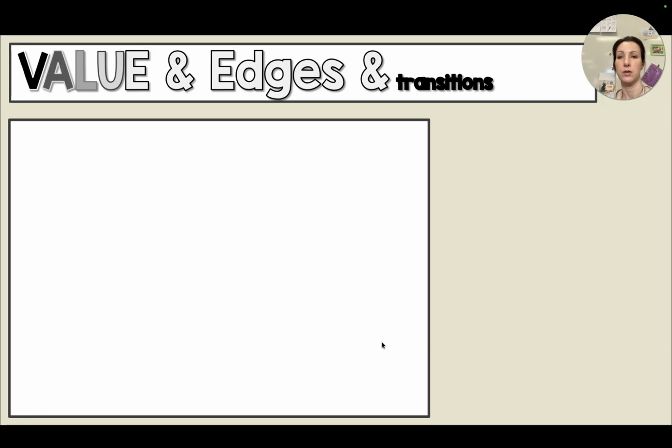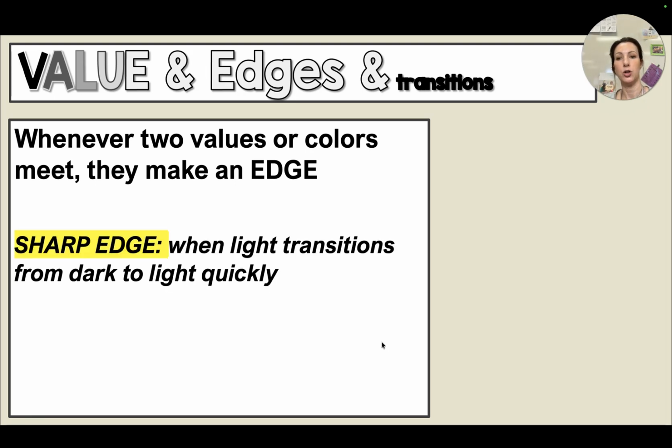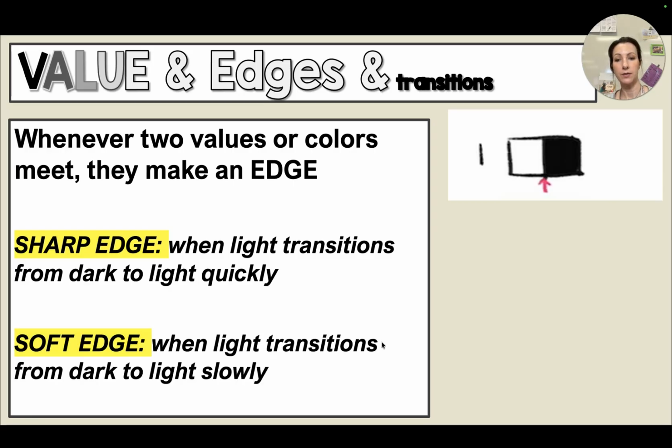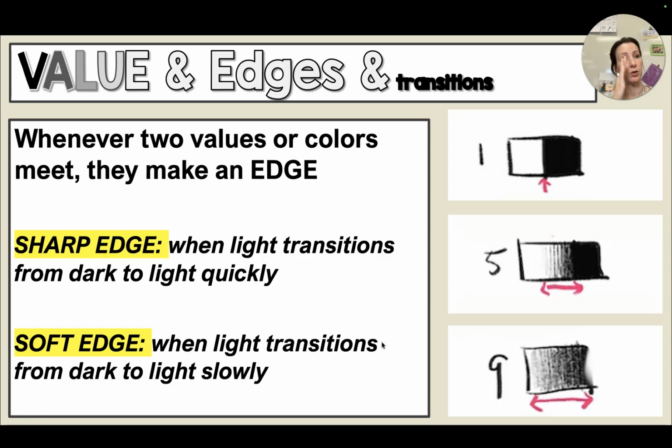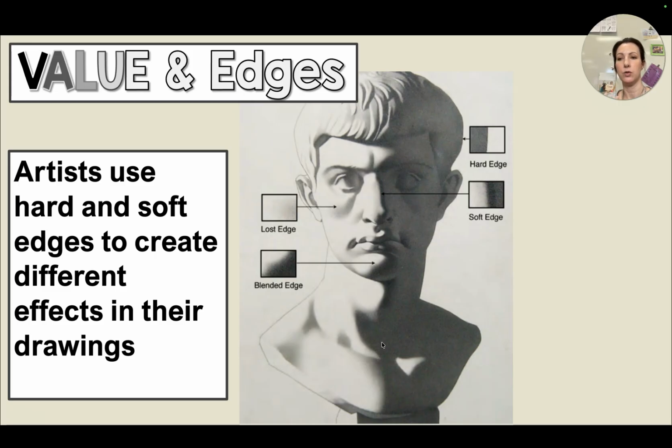So another really important thing when drawing realistically, trying to create form, are edges and transitions. So whenever 2 values or colors meet, they make an edge. So a sharp edge is when light transitions from dark to light very quickly. And then a soft edge is when it transitions from dark to light very slowly. So you need to be very observant of your subject, your reference, on what is the transition, what is the edge. Is it sharp? Is it blended? Is it soft? So when you are an artist and you are drawing, you need to use both depending on your reference.